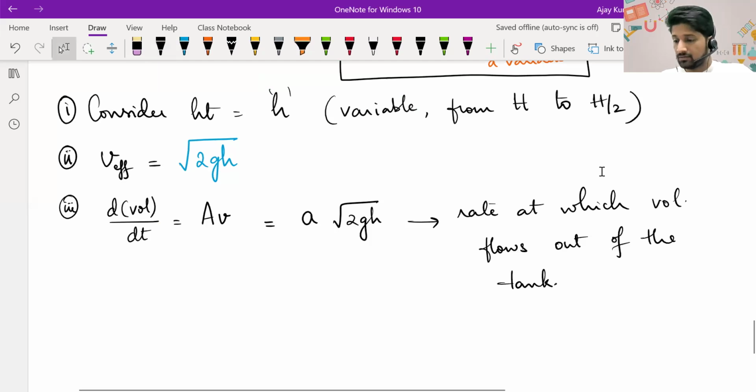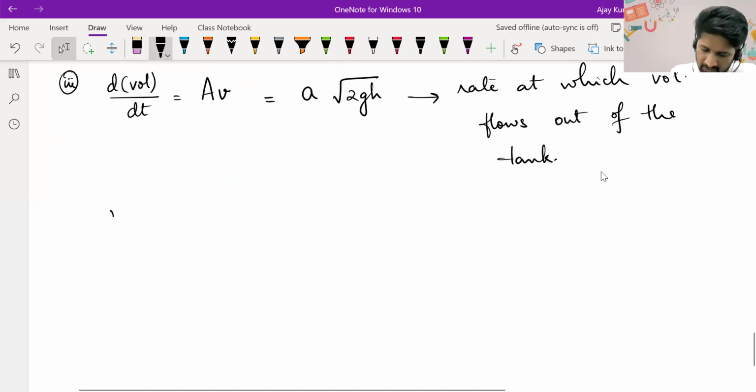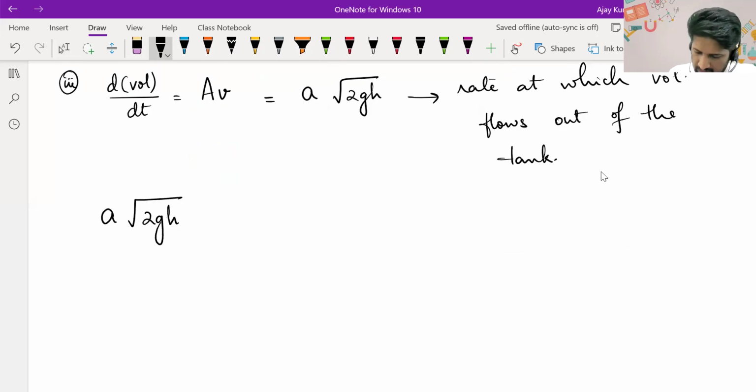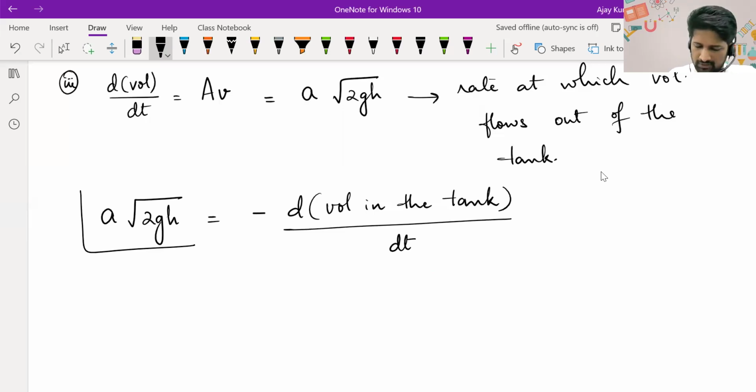Okay. Now, if volume is flowing out of the tank, what happens to the volume left inside the tank? It will decrease. If liquid is flowing out, the volume of water left inside the tank decreases. So you can say A multiplied with under root 2GH is the negative of the rate of change of volume inside the tank, because volume in the tank is a decreasing quantity. The derivative of a decreasing quantity will be negative. Negative of negative will become positive.